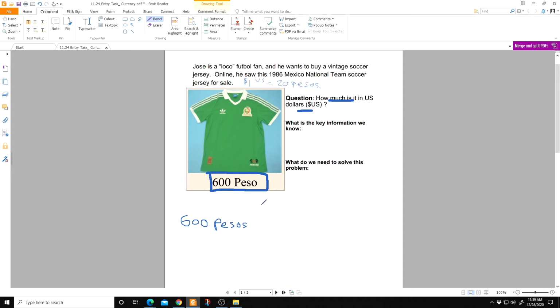We have 600 pesos right here, and we want to convert this. When we do a unit conversion, we put a parenthesis like this, and this is your initial setup. You put your starting value here, and we want to convert this to US dollars, so we want US money right here. How do we do this? Well, we are given a unit conversion.